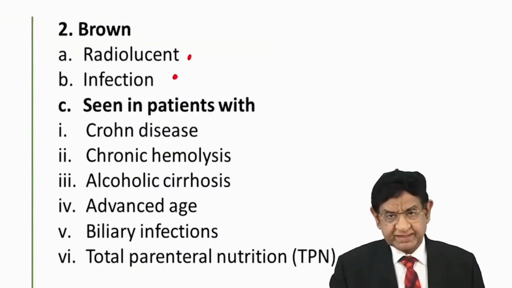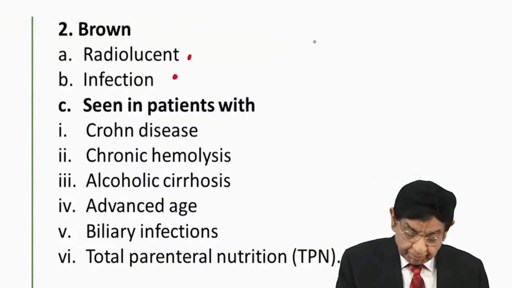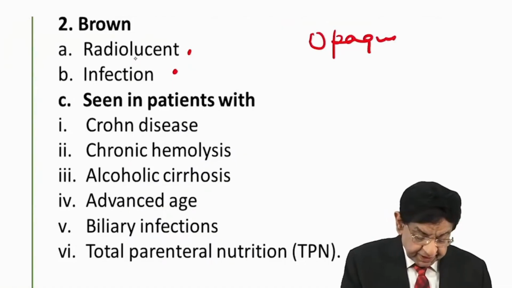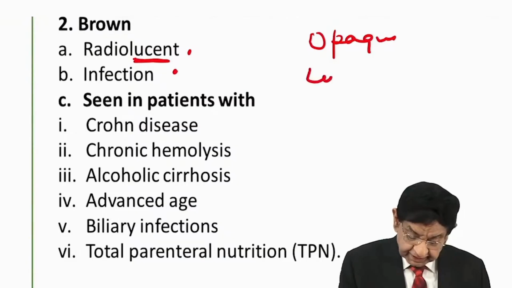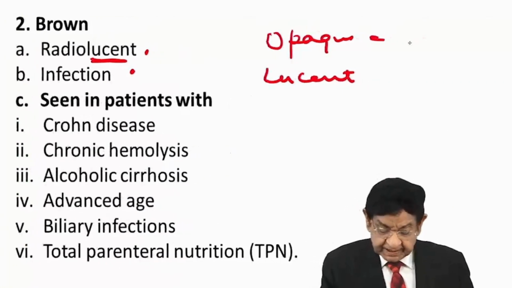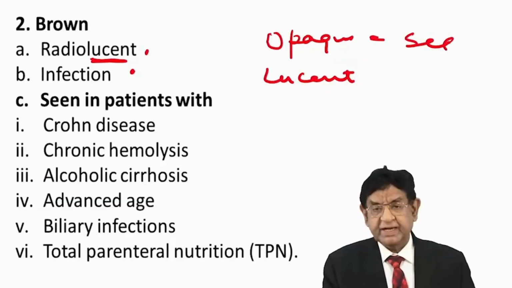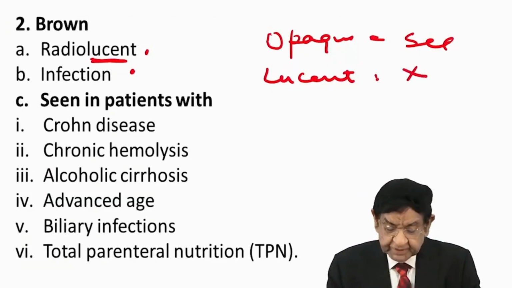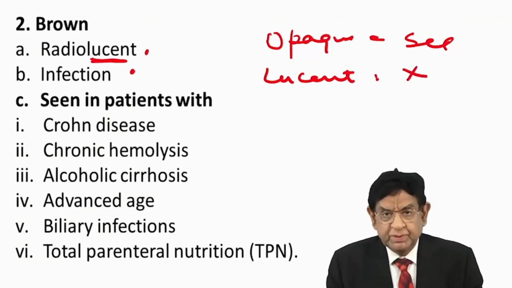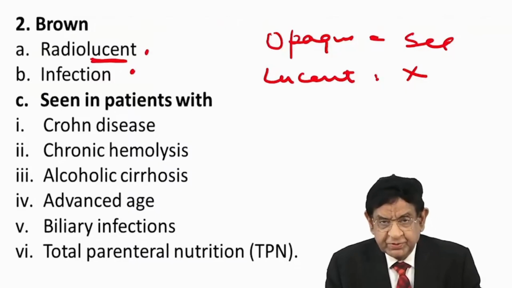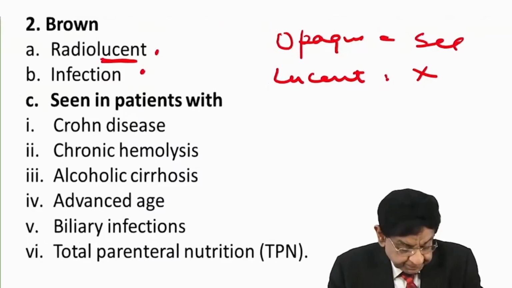Now I must clarify. I have used two terms: radiopaque and radiolucent. Opaque means if you do an X-ray of the abdomen, you can see the stone. Radiolucent, you cannot see; they are transparent. You can say it that way also. The two terms should be very, very clear to you: radiolucent and radiopaque.